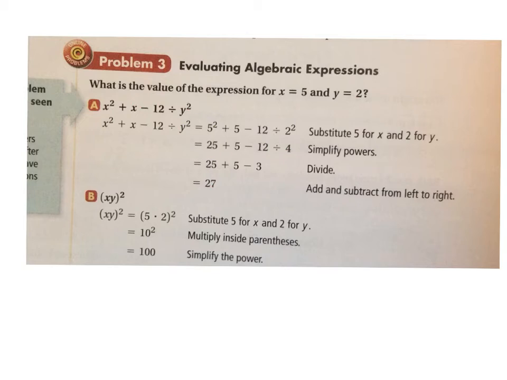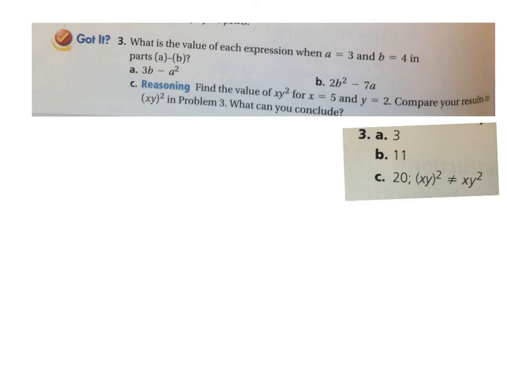Same thing here, plug in a, well, similar problem I should say, 5 in here and a 2 in here. Inside, dealing with parentheses, 5 times 2 then, 5 times 2 is 10, and then we square that 10 to get 100. Alright, so here's the got it.